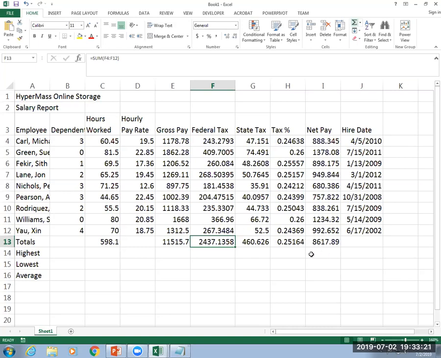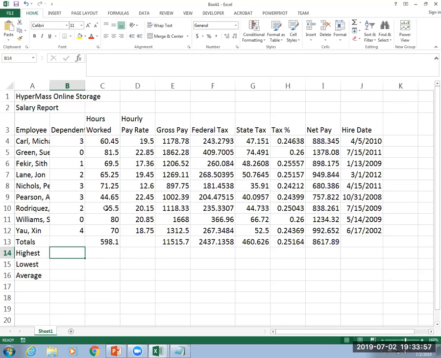So anyway, the next thing that they want us to do is figure out the highest, the lowest, and the average of the various different fields. There is no such formula as highest, and there isn't a lowest, but there is a max and there is a min. And so that's actually what the formula is called.